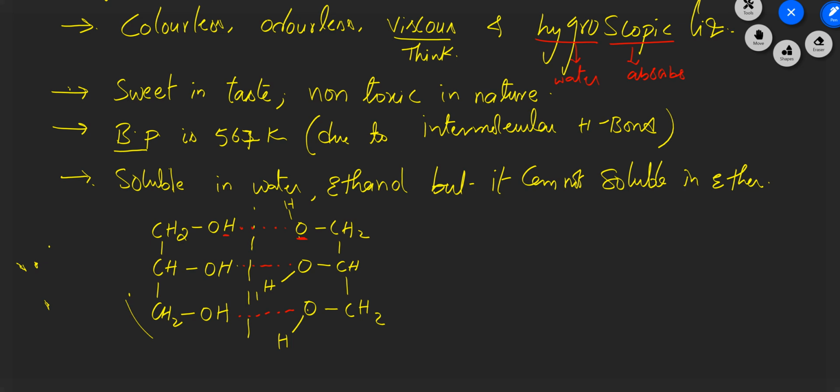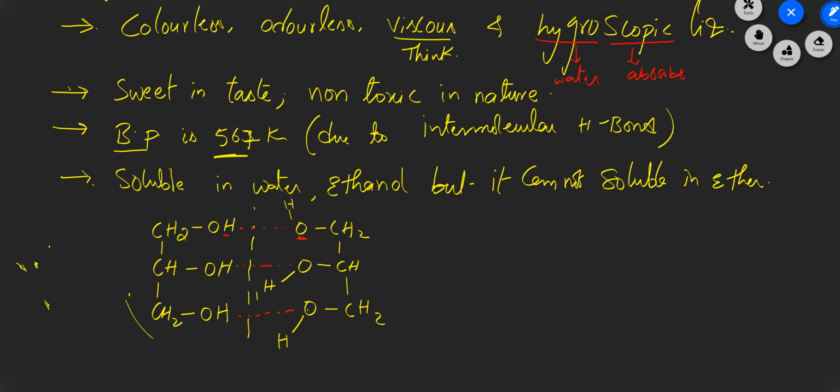That is the reason the boiling point is high, and it is also viscous in nature due to thickness. This is the only reason. It is going to attract very strongly. If it attracts very strongly, the molecules will be combined and very near to each other, and very near to each other means it will be very thick. So that is the reason glycerol is viscous in nature and its boiling point is high. It is soluble in water and ethanol, but not in ether.